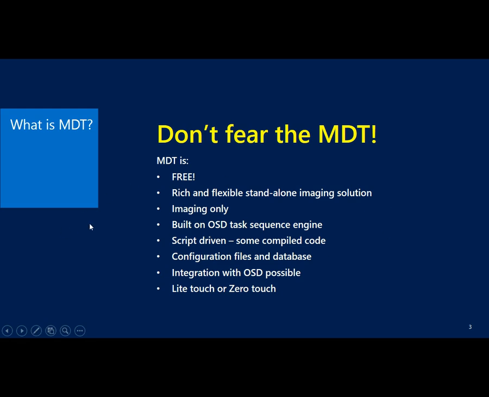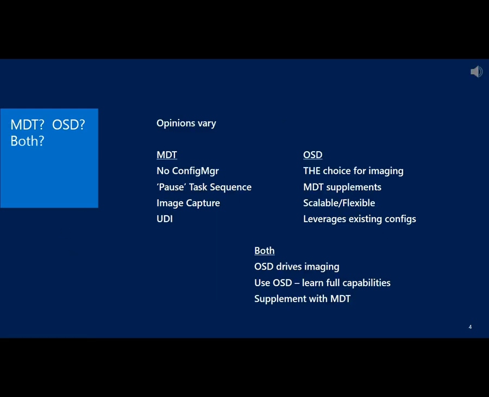All right, so in terms of MDT, OSD, whether we use one, whether we use both, let's explore that for a minute. We'll do that just by looking at some capabilities. This is by no means an exhaustive list, but it highlights a few things. So in terms of MDT, using it as the primary imaging source would be the way to go if you don't have ConfigMgr. If you have ConfigMgr, as alluded to under the OSD column, it should be the source for imaging because of all the goodness that it brings. But more on that in a second.